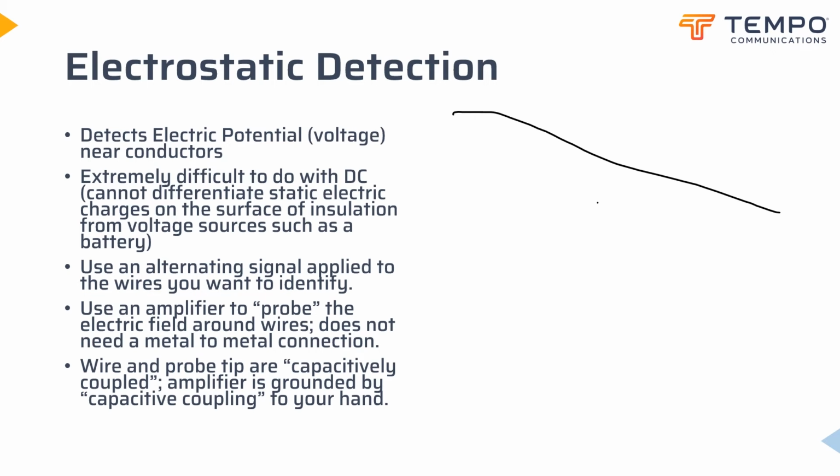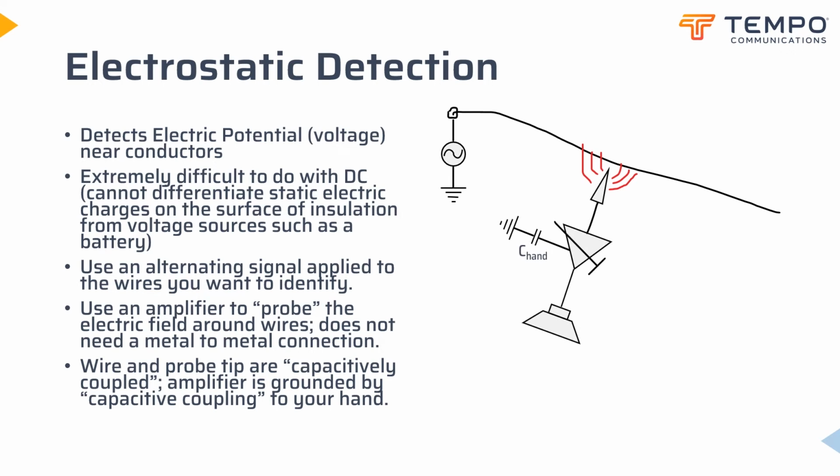We use an oscillator or a toner to apply an alternating voltage to the wire or the pair that we want to trace. In this example, we show just one conductor being sought relative to ground. The signal generator is connected between this conductor and the local ground. The conductor carries the electric field or the influence of that voltage towards its opposite end.